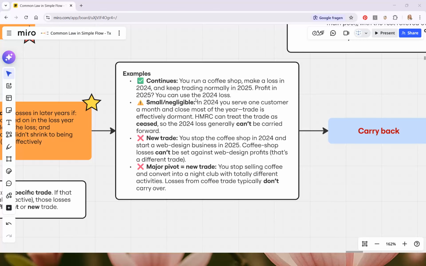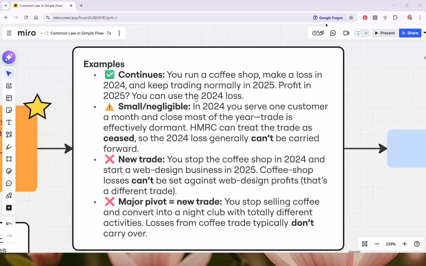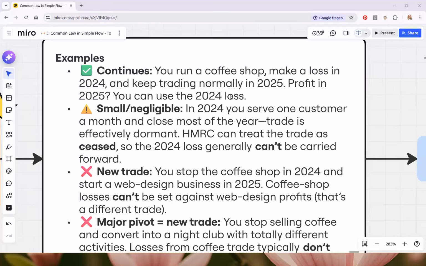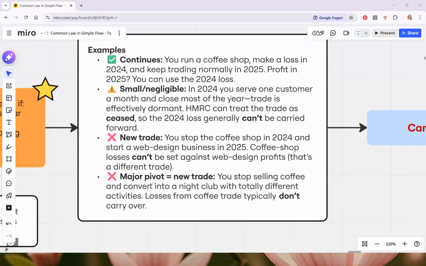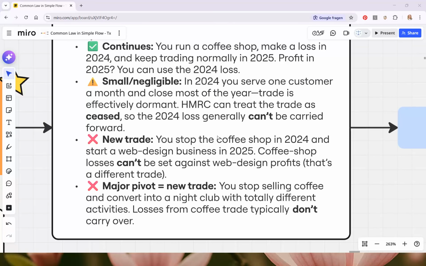Let's see an example. So it continues when this is the case. You run a coffee shop, make a loss in 2024 and keep trading normally in 2025. So profits in 2025 you can use against the loss from 2024. Small, negligible: in 2024, you serve one customer a month and you were closed most of the year. The trade is effectively dormant. HMRC can treat the trade as ceased. So the 2024 loss generally can't be carried forward.